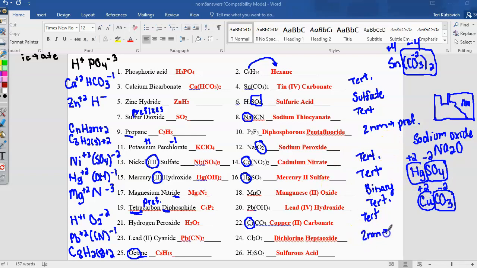This next one is 2 nonmetals, so you have to use prefixes that tell you how many of each of them you have. So it's dichlorine heptaoxide. If you have heptaoxide, that's fine.